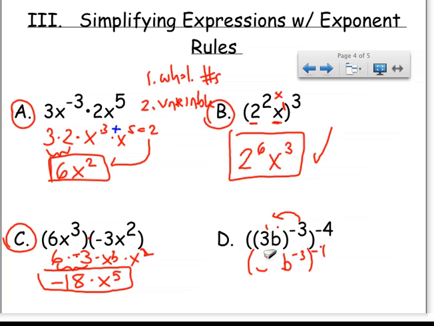I'm trying to clean up a little so you can see that this has 3 to the negative third. Then you need to raise both of those negative thirds to the negative fourth power. So this is going to be 3, negative 3 times negative 4 is positive 12, times b, negative 3 times negative 4 is positive 12. This would be 3 to the 12th times b to the 12th. And that should have been your answer.